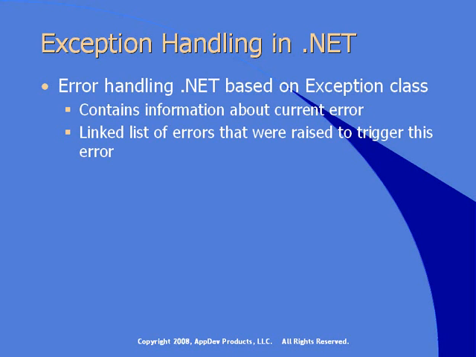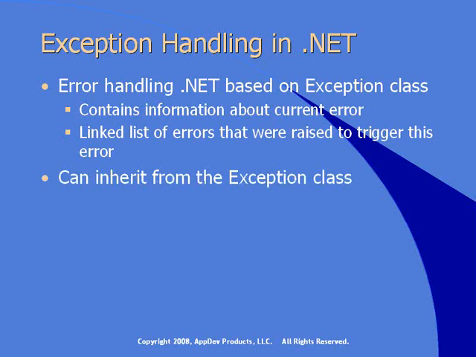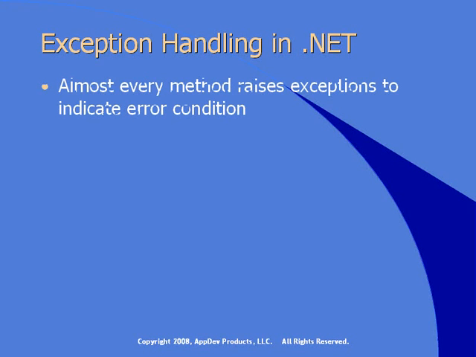So you could end up with a linked list of errors, all that were passed through to get to the current error handling location. In addition, you can inherit from the exception class. We'll look at an example of this later on in this discussion. Almost every method in the .NET framework raises an exception to indicate an error condition.